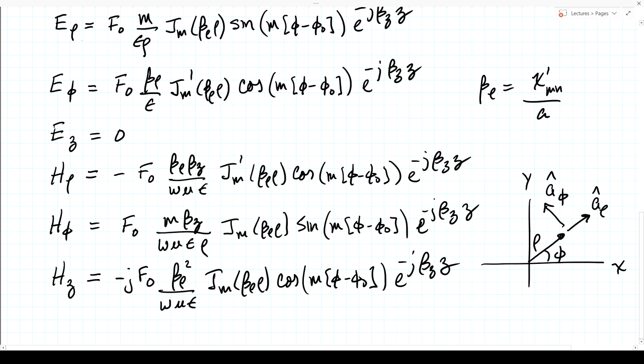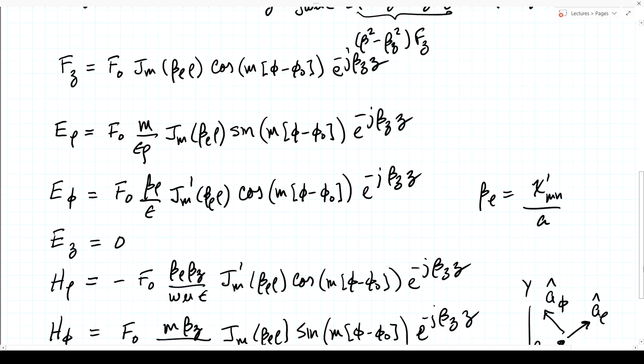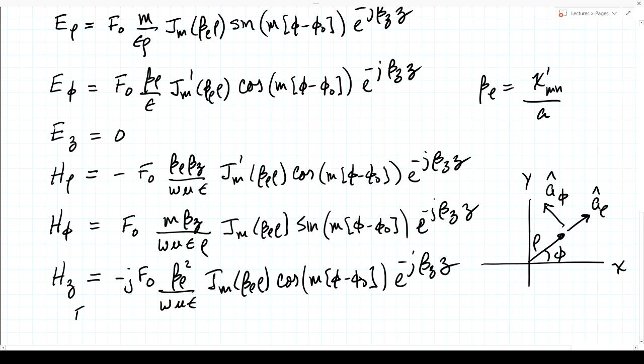Let's take E rho divided by H phi. What are we going to get here? Notice you've got JM, sine, and the exponential, and down here you've got JM, sine, and the exponential. So all these three factors are the same, so those will cancel out. The F0, of course, cancels out. The m cancels out. An epsilon cancels out and a rho cancels out. And what that leaves is that E rho over H phi is equal to omega mu over beta z. Okay, so m over epsilon rho, those all cancel out and that just leaves, since you're dividing by H phi, 1 over beta z over omega mu, or omega mu over beta z.